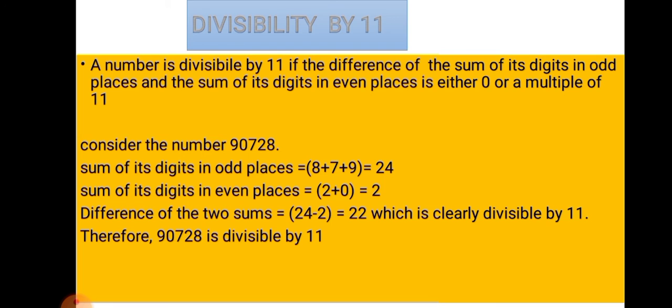Or if the difference between the sum of its digits in odd places and the sum of its digits in even places is 0, then also the number is divisible by 11. I hope you have understood the divisibility tests and prime numbers, composite numbers, even numbers, odd numbers, factors, multiples. In the next video, we will discuss prime factorization, HCF and LCM.